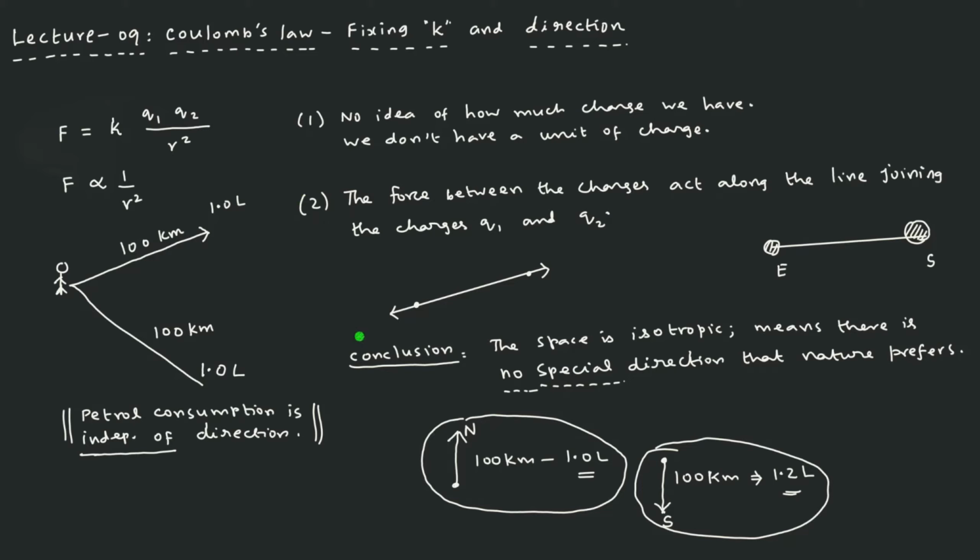The conclusion from the experimental evidence is that space is isotropic in nature, which means that there is no preferred special direction. That's a very important conclusion. This is the second point. We'll come to the third point now.